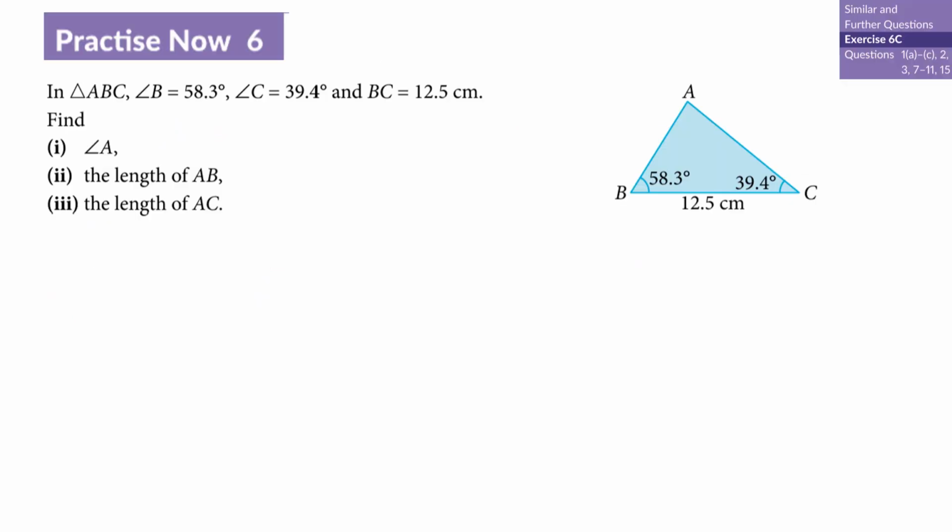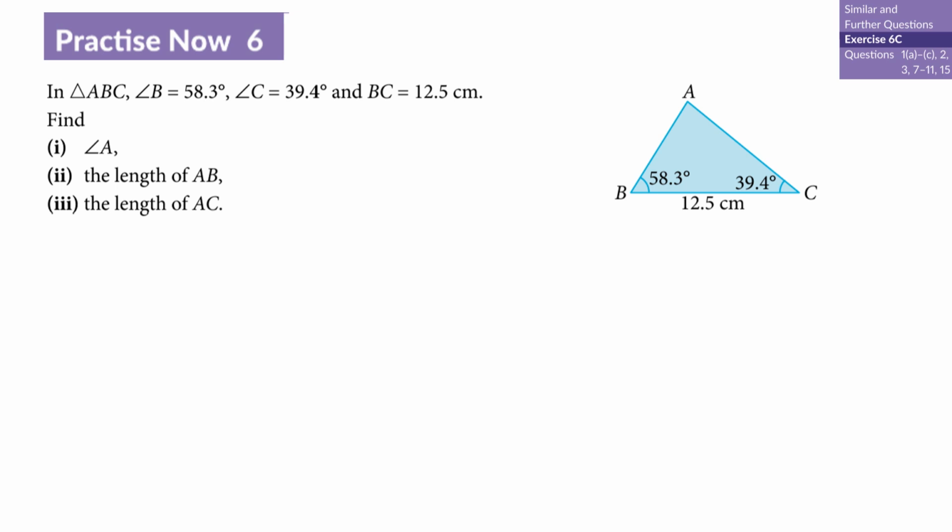Alright, let's put our knowledge into practice. Let's look at this question. So in this question here, let's look at what we are given. We are given a triangle and some angles: angle B is 58.3, angle C is 39.4, the length of BC is 12.5. And then what are we supposed to find? Yes, we're supposed to find angle A.